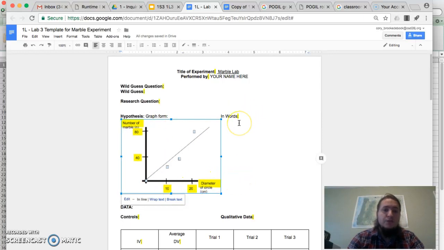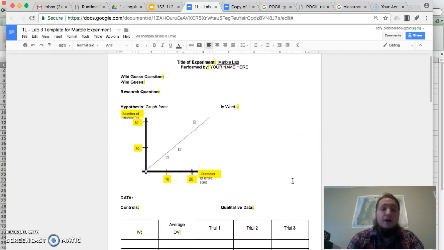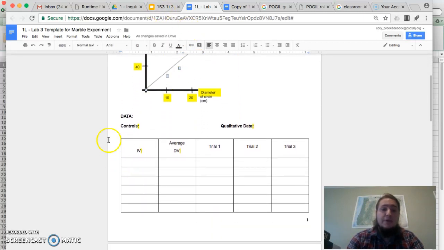I should have it in words there. Alright, so now, hopefully if you're following along, you'll be at this point, or you can pause the video now and complete your hypothesis in graph form. Alright, so we have that. The next thing that we're going to get set up is our data table, so that when we get in lab, we can collect the data and take our measurements very, very quickly.